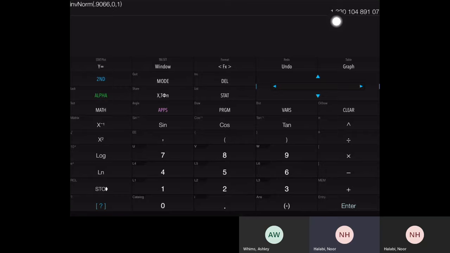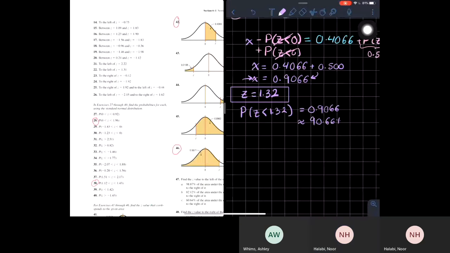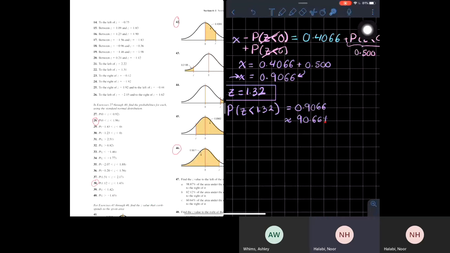So what I'm going to do is enter the probability, which we already said is 0.9066. And then my mu, again, this is a normal distribution, so my mu and my sigma are constant. My mu is always 0, and my sigma is always 1. I'm going to close it, enter. I got 1.32, which is exactly the same as what I got here. What am I saying? But yeah.